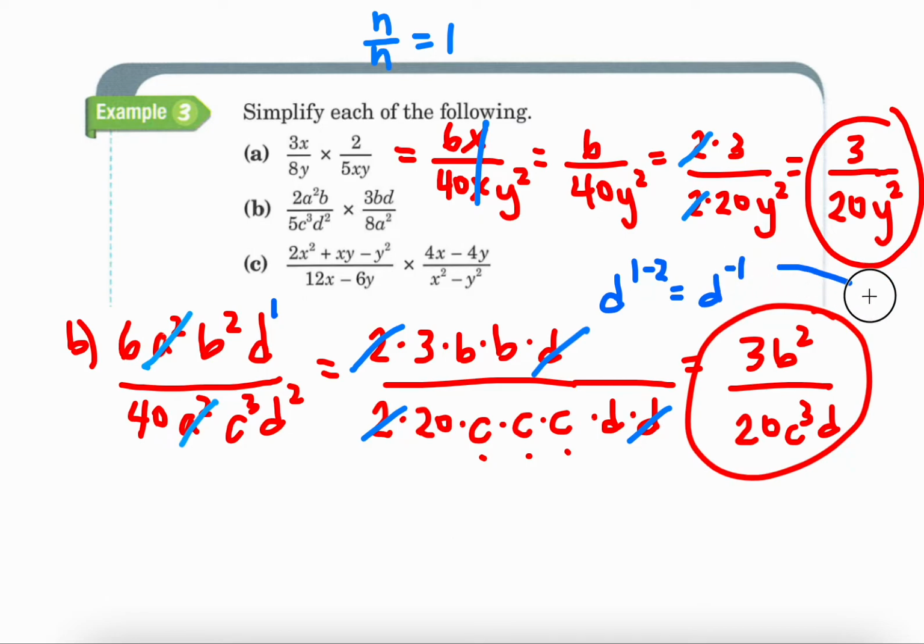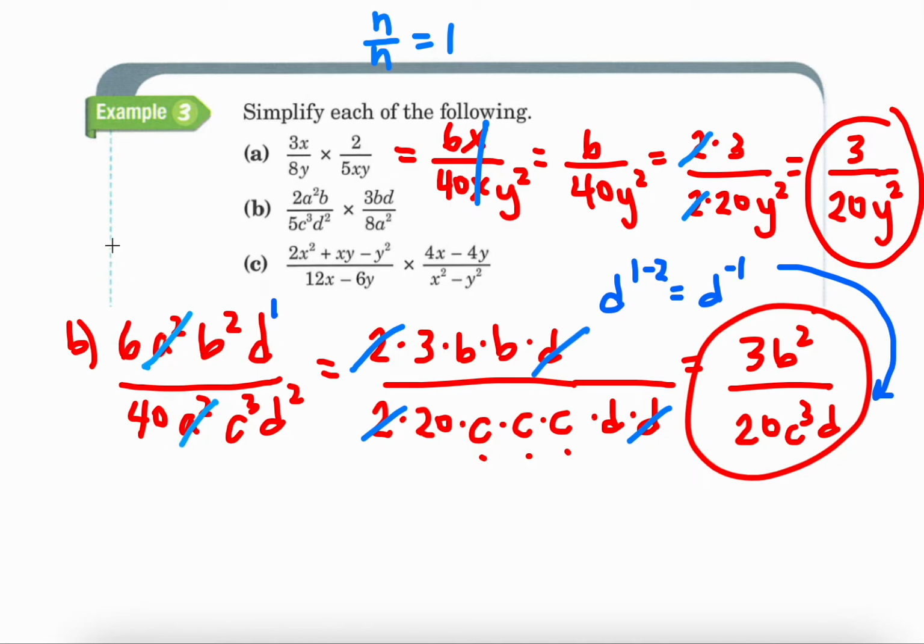Negative power means that it goes on the bottom. Okay, if it was d to the positive 1 power, that means that d would be left over on the top. So that's all that negative power means, is that it ends up on the bottom.